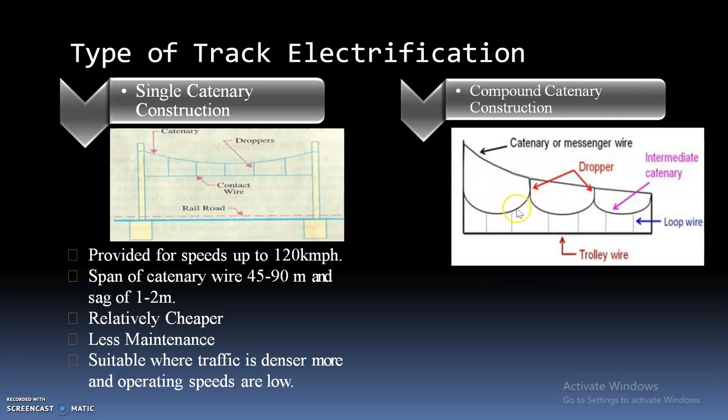Whereas this compound catenary construction system is somewhat different in construction, and it is one of the advanced structures of supplying electrification for the traction. It is provided for speeds ranging between 190 kilometers to 220 kilometers per hour, and India is setting up some of these projects, which are under construction in India.